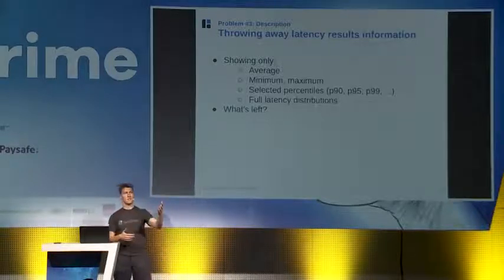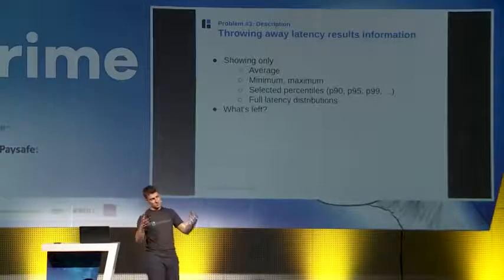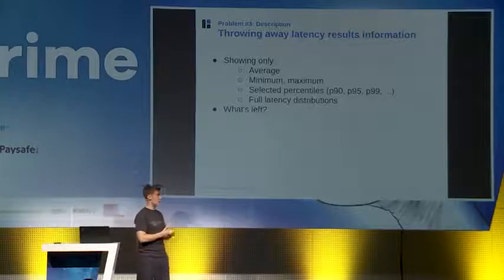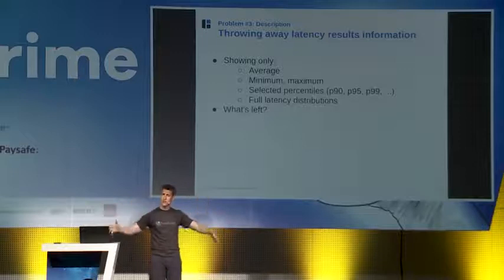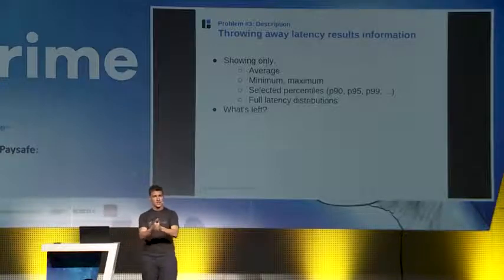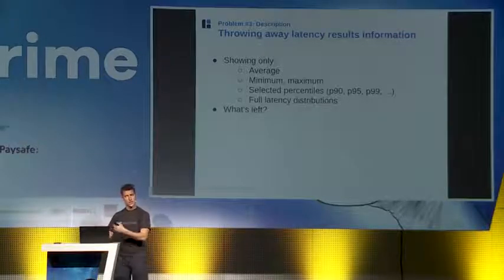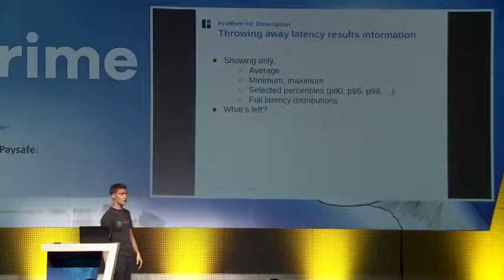Okay, the 50th percentile, 75th, 90th, 99th, 99.9th, etc. Okay, better. Even better, we can show the whole latency distribution, the whole histogram, to get the full picture. And I'm saying this is still not enough. And by the way, like 90% of people that I saw doing performance testing were not even showing the full latency distributions. So can we do even better? Can we actually show more information?